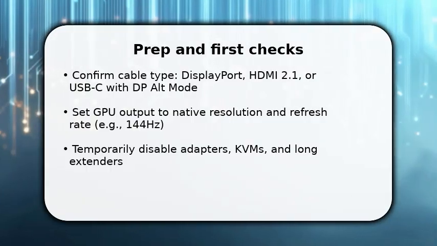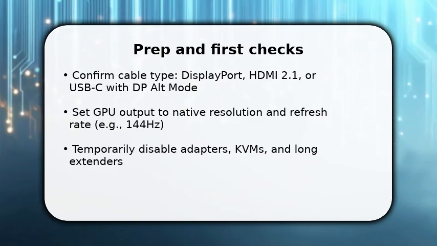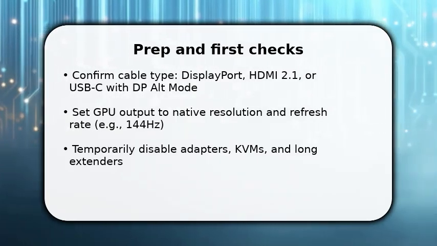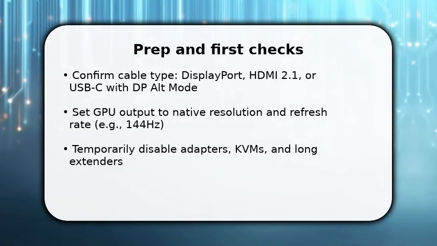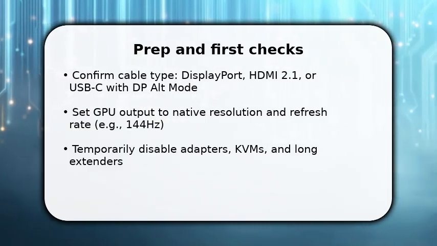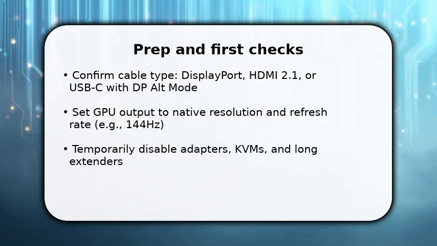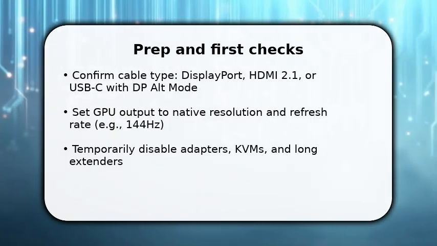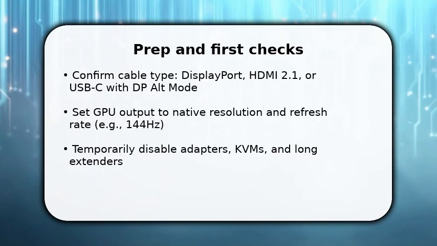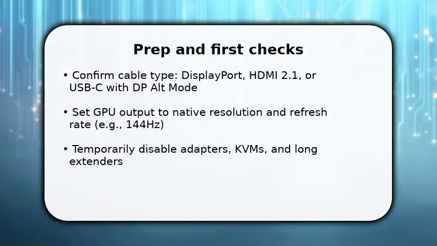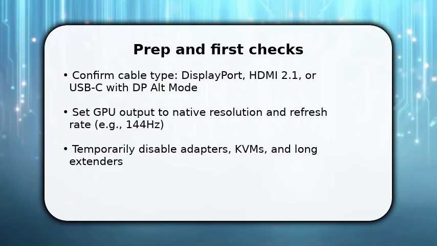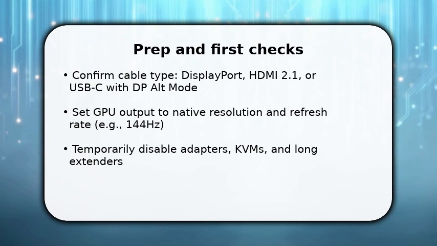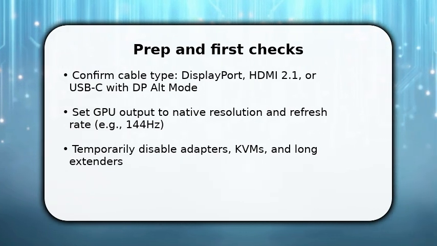You begin by eliminating variables. Check the cable and port first, because a wrong cable can add latency. Make sure the monitor is set to its native resolution and refresh rate in your GPU settings. This ensures timing matches. Once done, plug the display directly into the GPU without adapters or long extenders to avoid signal buffering. You want to isolate the chain so you can measure improvements. This step shows how and why simple hardware choices affect delay immediately.